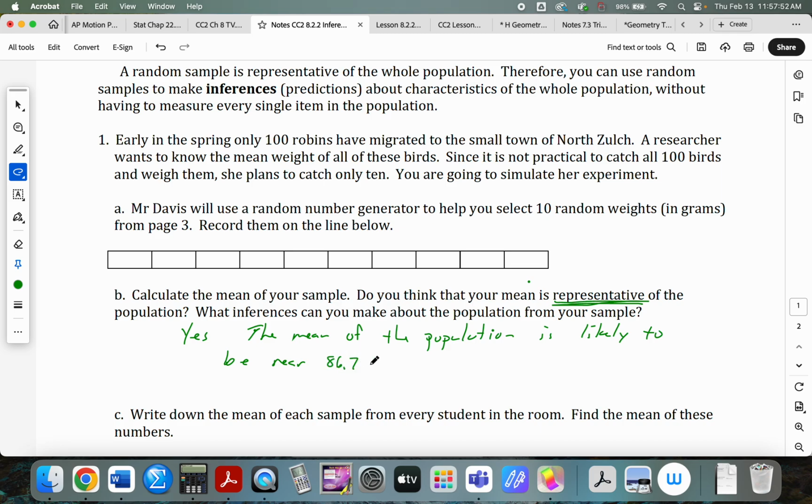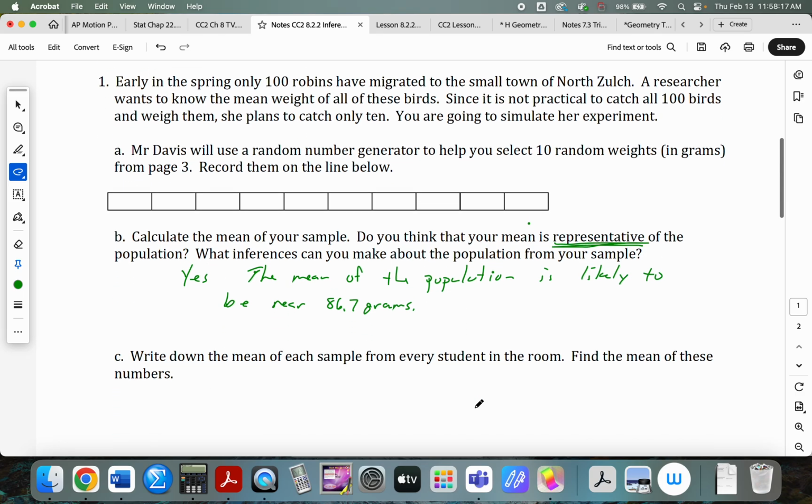Maybe it was 86.7 grams. Okay. But when you did your second sample, was it exactly the same as the first? No. That's called sampling variability. When you take one sample, it's not going to be the same as the next sample. Every sample is going to vary slightly.